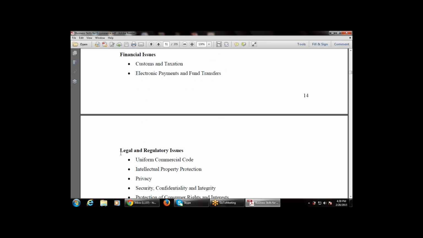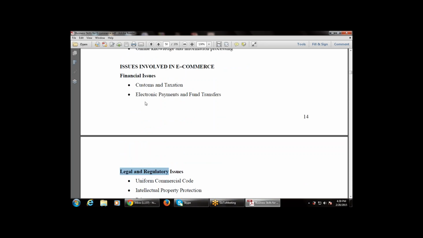Then the next issue is legal and regulatory issues. So these are the two issues that are related to the amount, related to the money. One is how much tax is applicable on this, what is the custom value for this, then how payment is achieved electronically, how we can provide the payment electronically, that is the electronic payment and fund transfer.